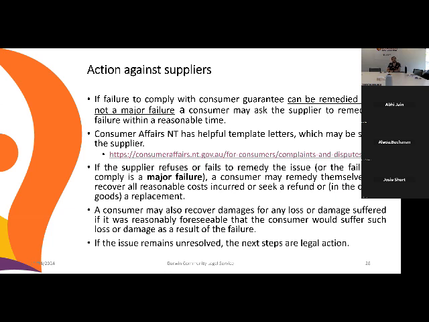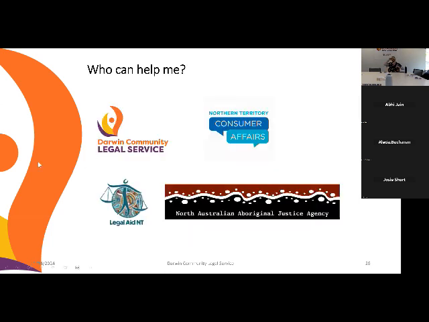Now, where you can go for help with a consumer law matter. There's a few places you can go. So there's us, obviously, Durham Community Legal Service. You can go to Consumer Affairs. They're very helpful. They can set up conciliations. They normally try and talk to both sides to try and work out some sort of solution. Because usually you want a solution that both parties can agree to, because you know that it's more likely they're going to stick to it.